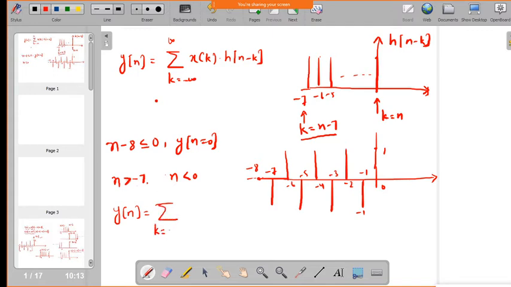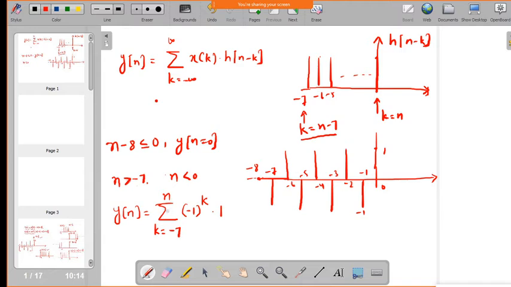Since n is less than 0, we don't know where exactly n will sit, so that's why we take minus 7 to n. When it is greater than or equal to 0 we will take another limit. So this is the limit, minus 7 to n. Your x of k will be equal to minus 1 power k, and h of n minus k will be 1.